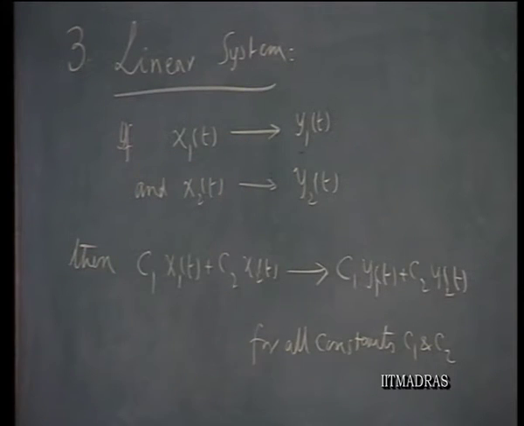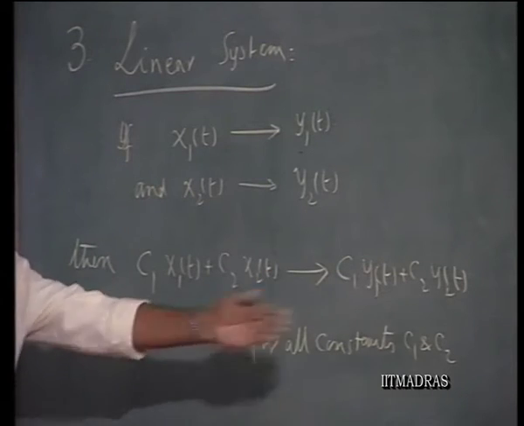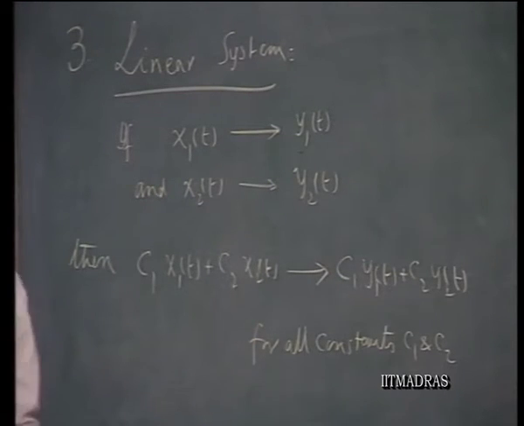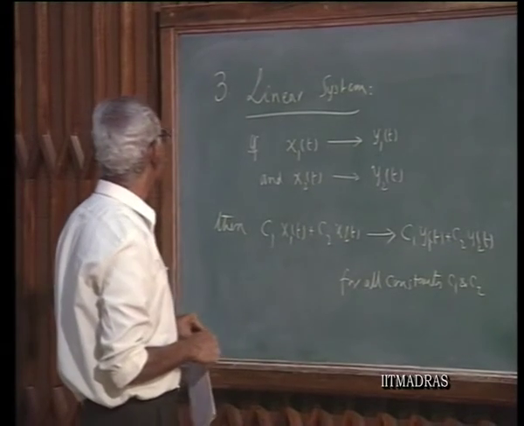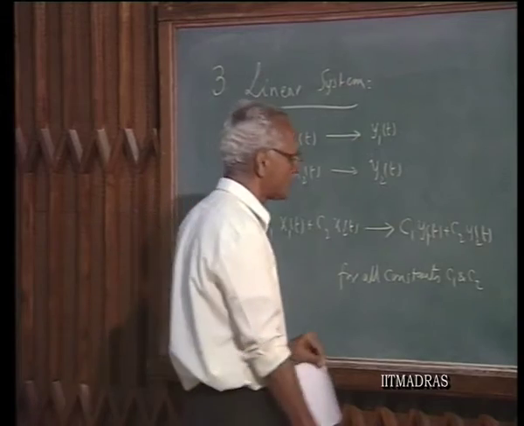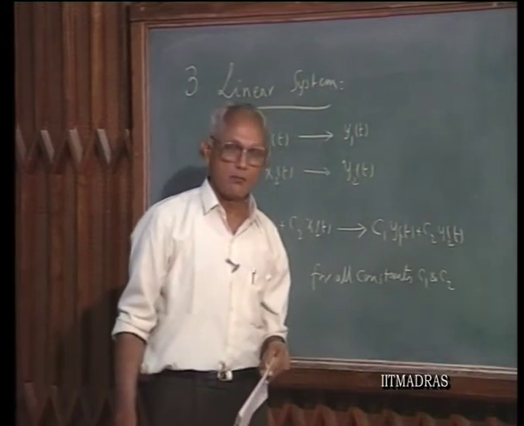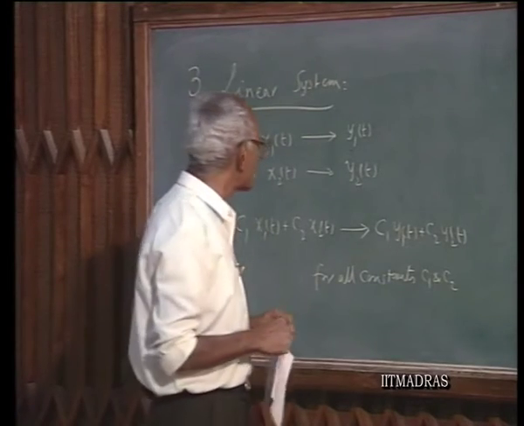That is called additivity. But now we will combine these two together and we will say c1 x1 of t plus c2 x2 of t will give rise to c1 y1 of t plus c2 y2 of t for all constants c1 and c2. And this is the class of systems which are called linear systems, one which obeys this principle of superposition. And most of the electrical networks that we have solved earlier belong to this class.